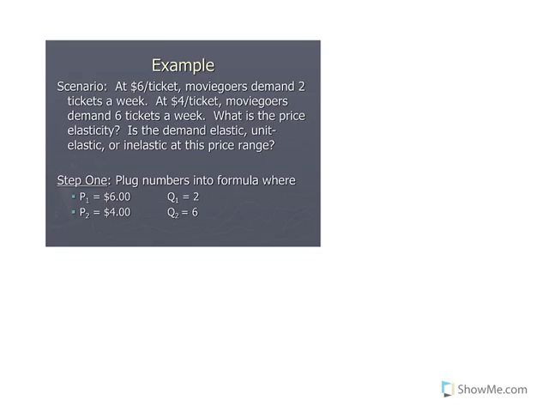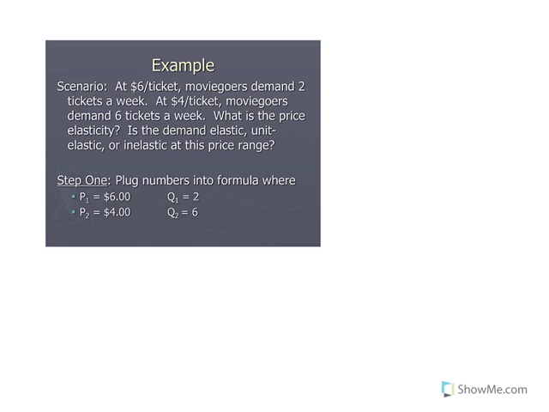So suppose I give you a word problem with that sort of data within it. So you'll look at the scenario I have listed here. Let's say that I own a movie theater and initially I priced the tickets at $6 a ticket, and at that price level the average moviegoer demanded 2 tickets per week. Then when I lowered the price to $4 a ticket, moviegoers demanded 6 tickets a week. So again, notice that I don't have the percent changes in the price and quantity demanded. What I have is the two different price points and the two different corresponding quantities demanded.